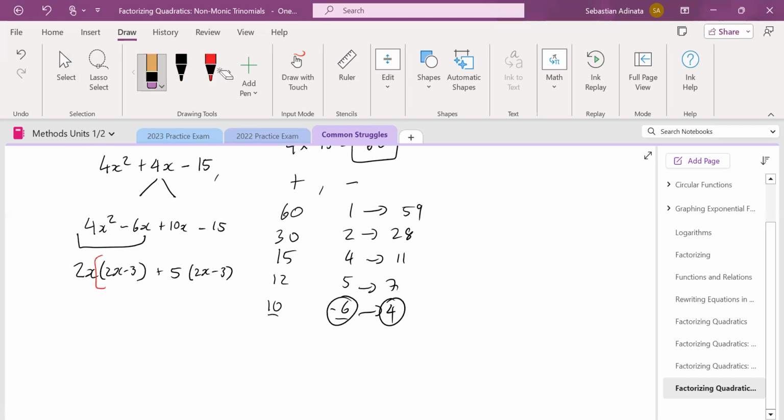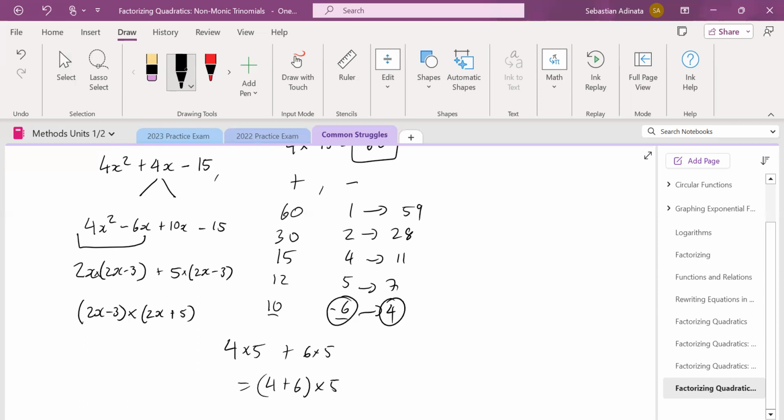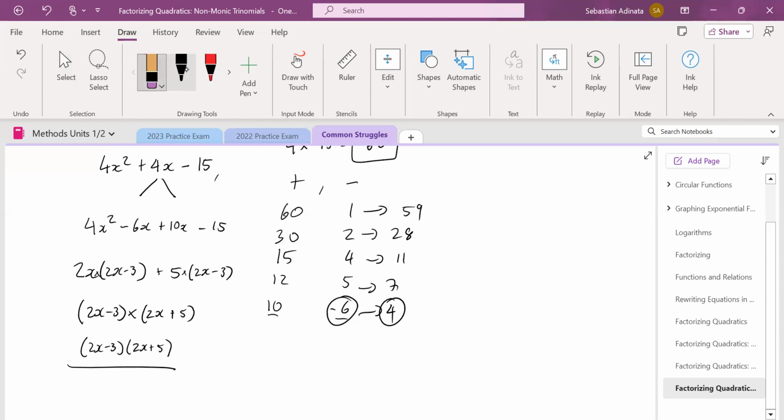It's a big number, but what we can do is we know that 2x minus 3, because we're factoring it out here, is times 2x plus 5. So the same way you have 4 times 5 plus 6 times 5 is equal to 4 plus 6 times 5, it's the same way we have here, and we did the same here. So here is our factorized quadratic. Awesome.